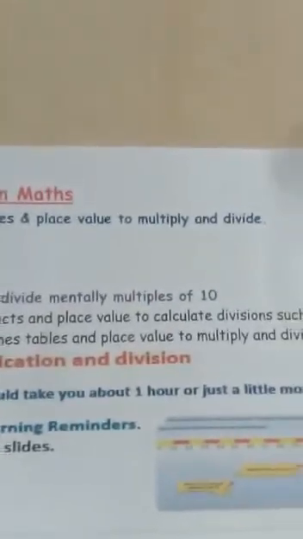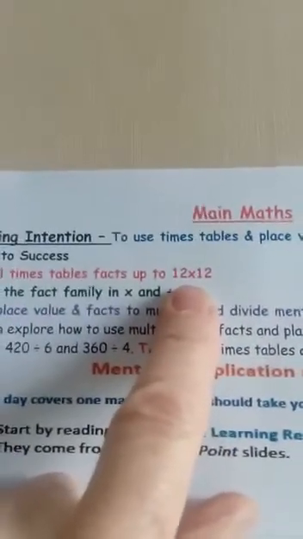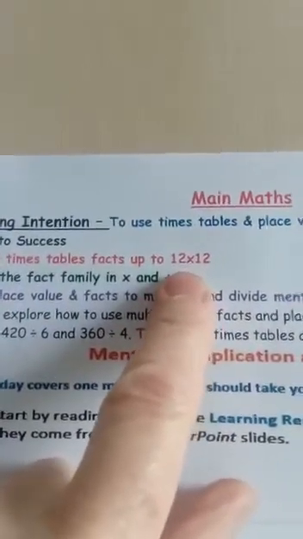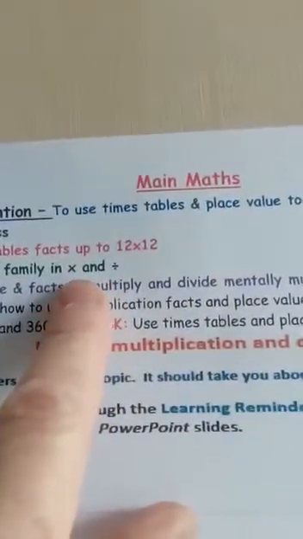The main maths topic, we're going to use our times tables and place value to multiply and divide. So we should know our times tables. This is going to be so important for this activity. So up to 12 times 12 you should know. And then with place value, be able to link that into bigger numbers. Knowing the fact family between times and division.